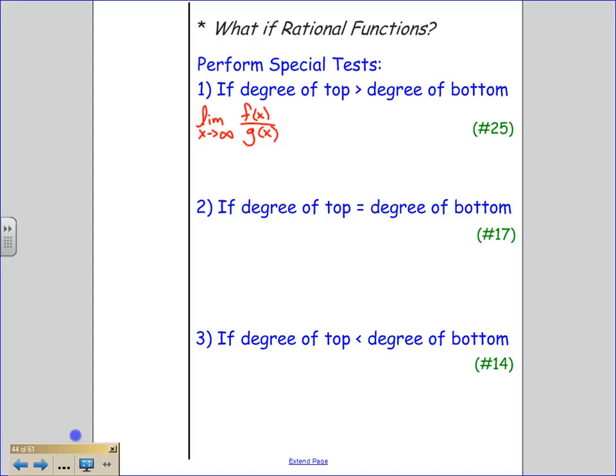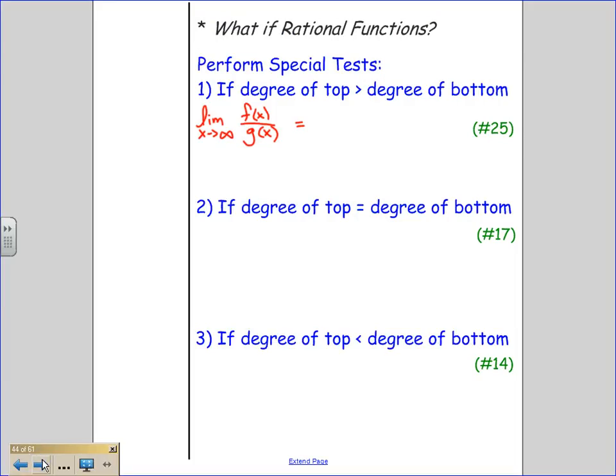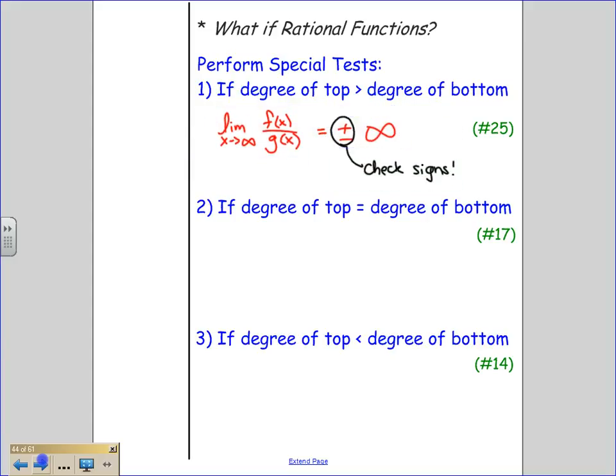If the top wins, can you recall? You could look at number 25 to help you. If the top wins, what's going to end up happening? It's going to be infinity. I just have to check my sign, so I'm going to say positive or negative infinity. Check the signs. So if the top wins, it's like I'm having a constant over 0. I'm having an infinite form.